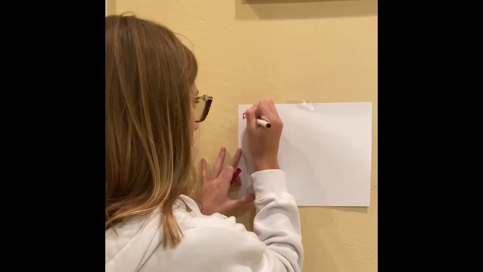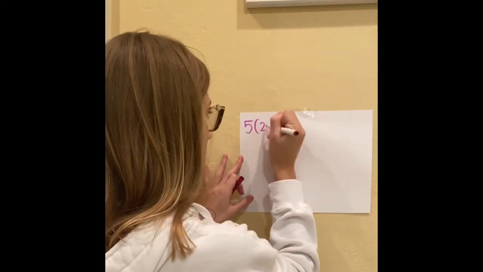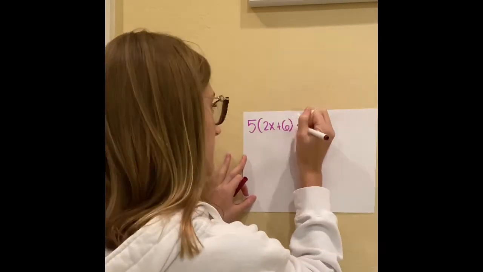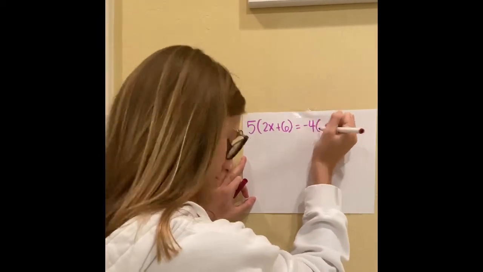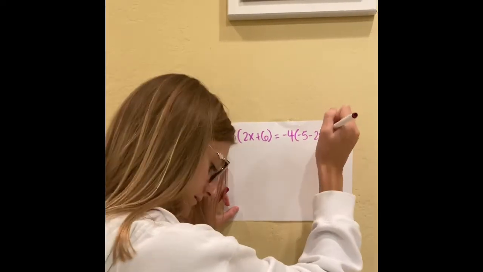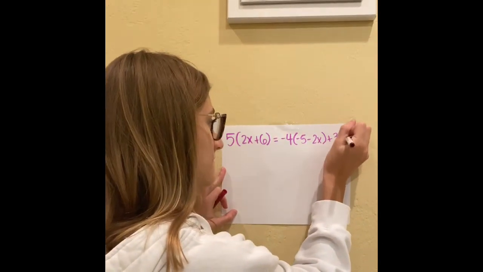The next problem that we're going to be doing is another distribution problem, but this one is more on the complex side. And also, just to let you guys know, when you solve distribution problems, you may also have to find like terms within the problem to get an answer. So this problem is 5(2x + 6) = -4(-5 - 2x) + 3x.